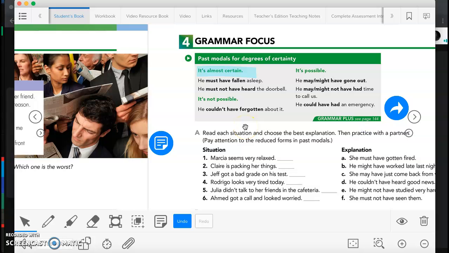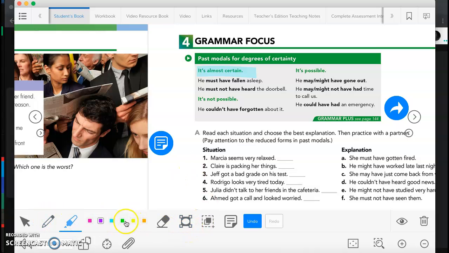This is what we have, again, in the grammar focus. This is the structure that we have to follow. So basically, as you can see in here, we have a subject, in this case "he." Then after the subject, we have our past modal, "must." And then we have the past participle of the verb. So we have "fallen," "have heard," for example, "have forgotten," "have gone out." So basically we are using the past participle of the verb.